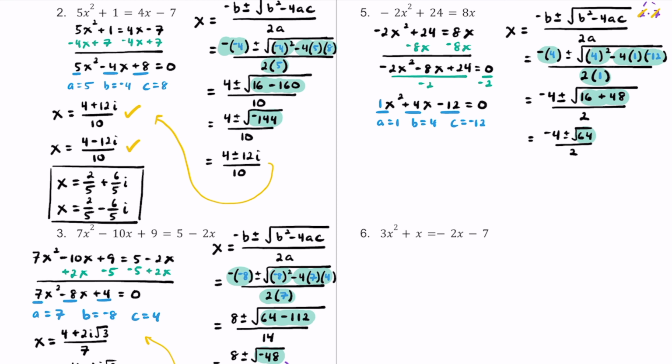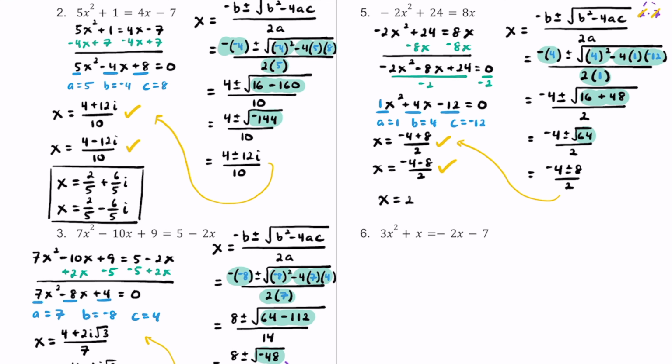The square root of 64 is actually a perfect square. That's going to be 8. So we're going to get -4 plus or minus 8 over 2. Okay, so writing this using two different equations here. One of them is going to be x is equal to -4 plus 8 over 2. And the other one's going to be x is equal to -4 minus 8 over 2. So for this first one, we have -4 plus 8. That's going to be +4. +4 divided by 2 is 2. So we're going to get x is equal to +2 for one of our solutions.